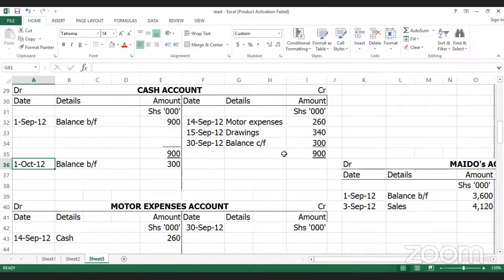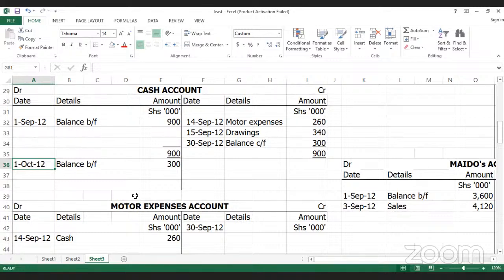Then the balance shown below the total is described as the balance brought forward, and you see it's what we put on the opposite side. So that is how we balance accounts.